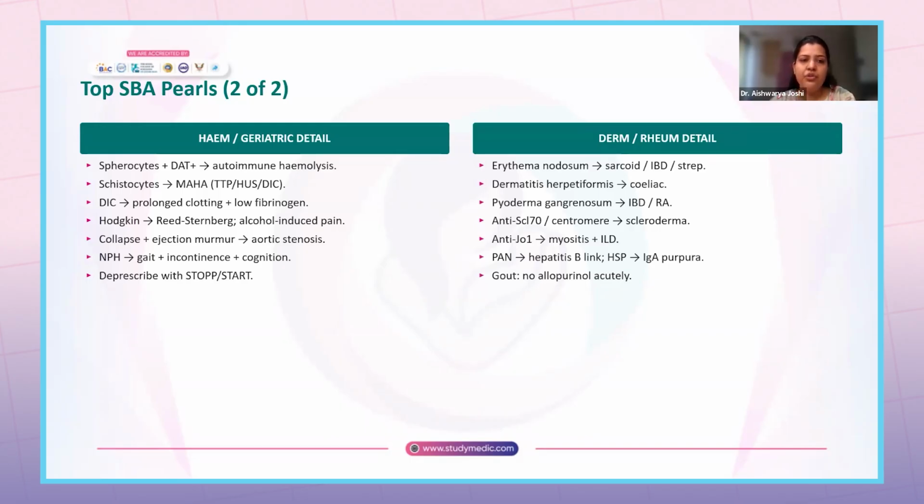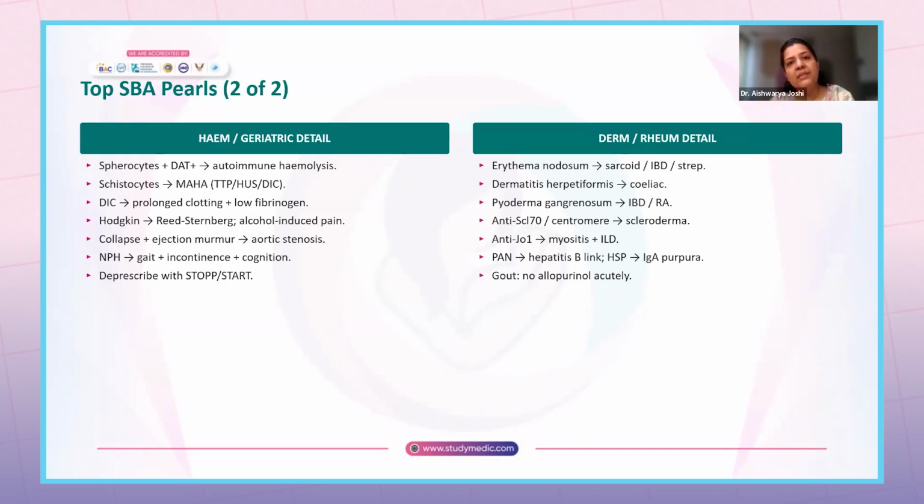Deprescribe with STOPP and START. This is about management of polypharmacy. Erythema nodosum points to sarcoidosis, IBD or streptococcal infection. Dermatitis herpetiformis, you have to treat celiac disease. Pyoderma gangrenosum refers to IBD or rheumatoid arthritis. Anti-Scl70 or anticentromere antibody refers to scleroderma. Anti-Jo-1, myositis with interstitial lung disease.